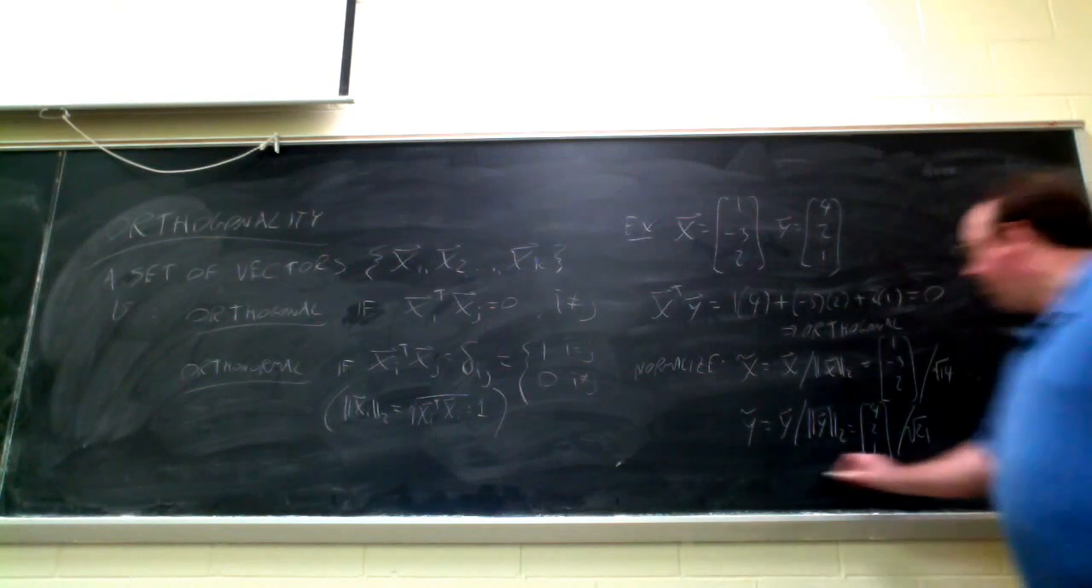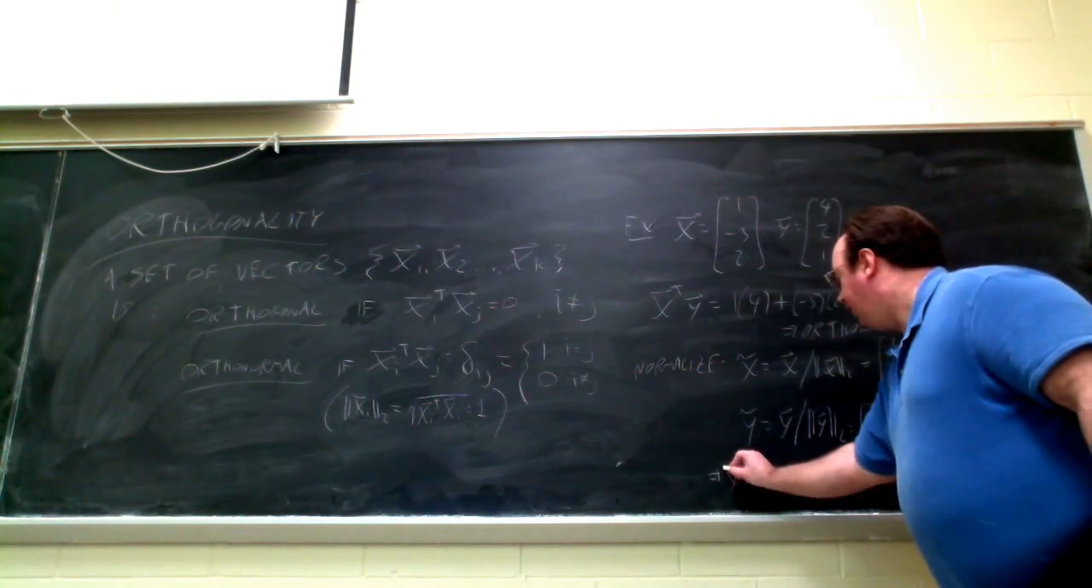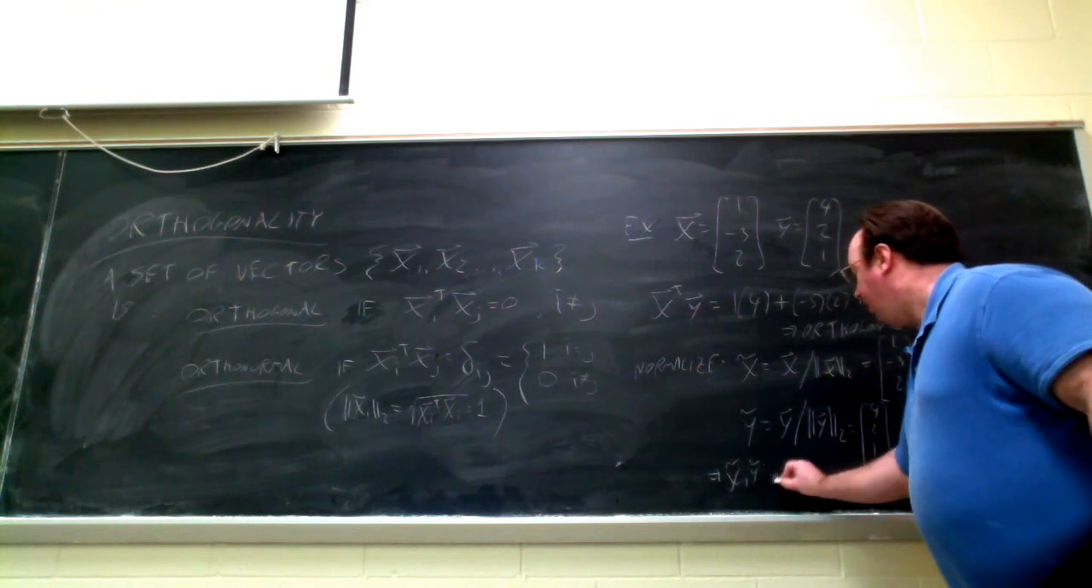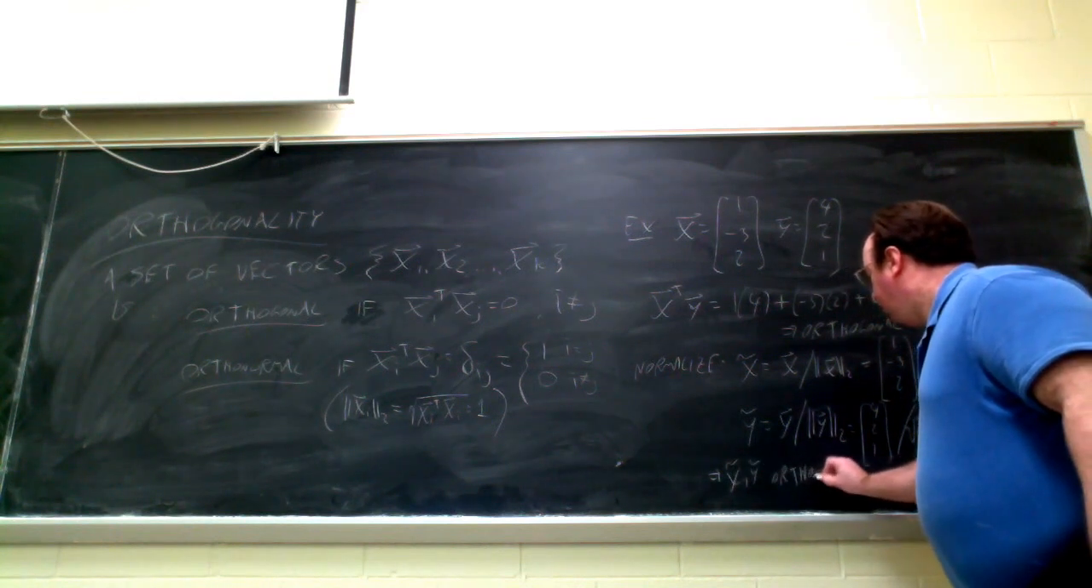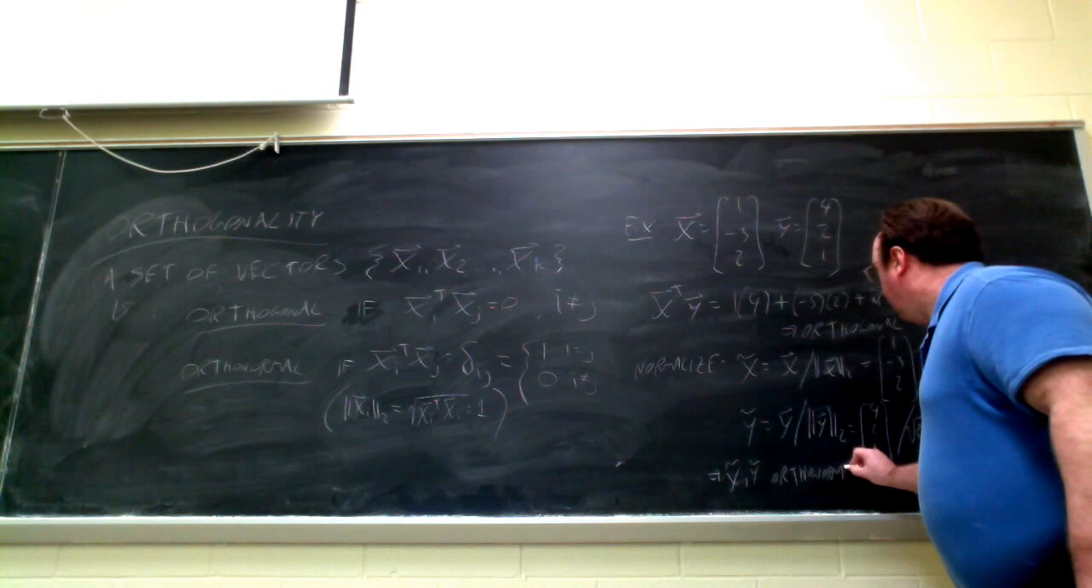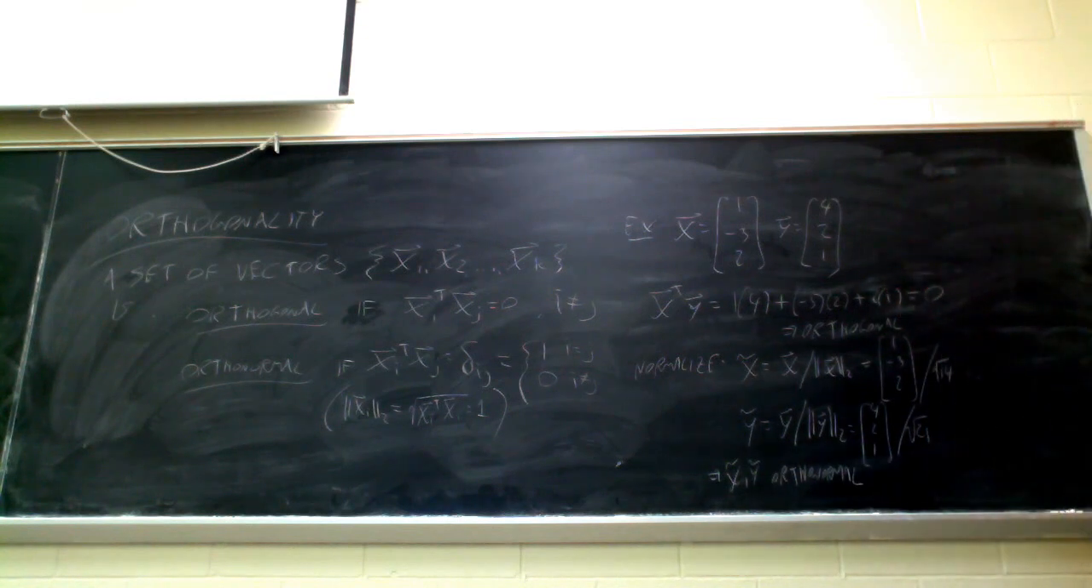Then we could say that x tilde, y tilde are orthonormal. So if you take the inner product of any one of them with itself, it's 1. And the inner product of x and y with each other is going to be 0, just because all we do is normalize. It's not going to change the orthogonality.